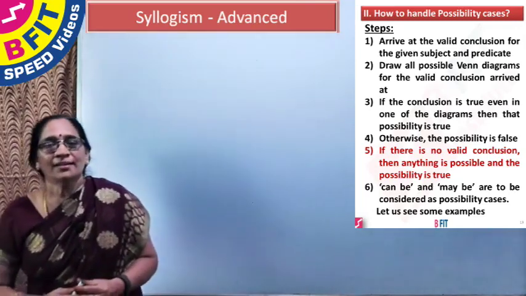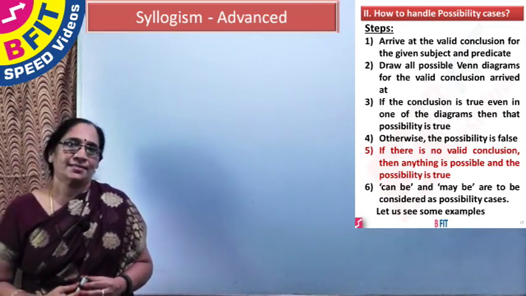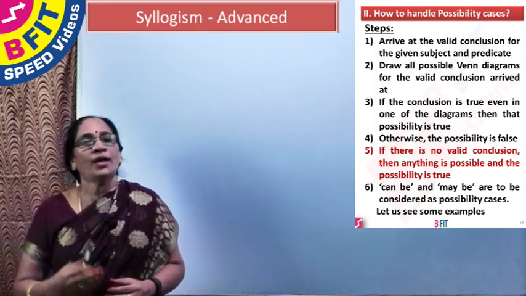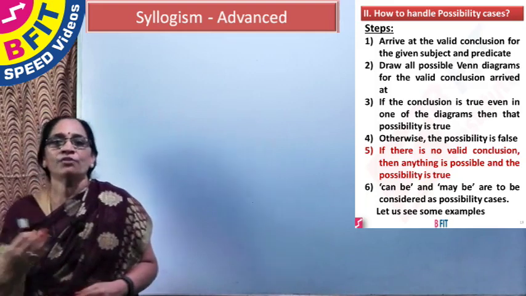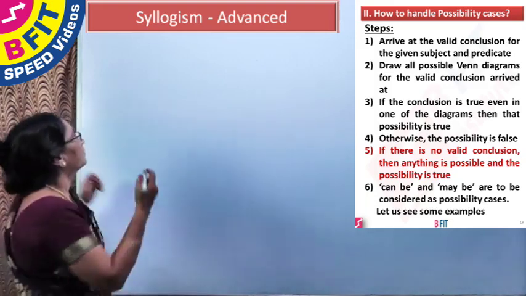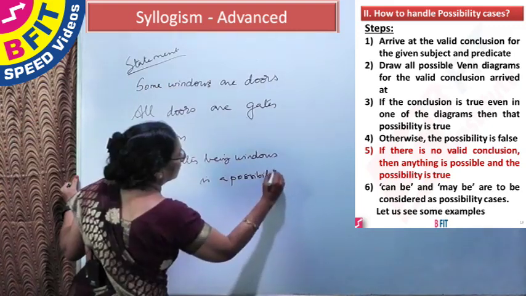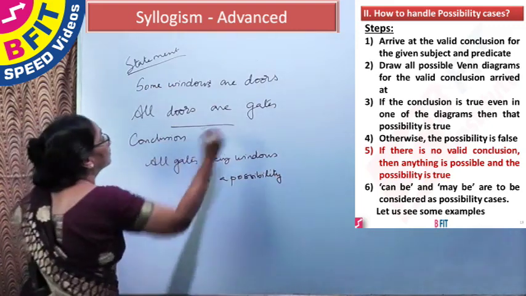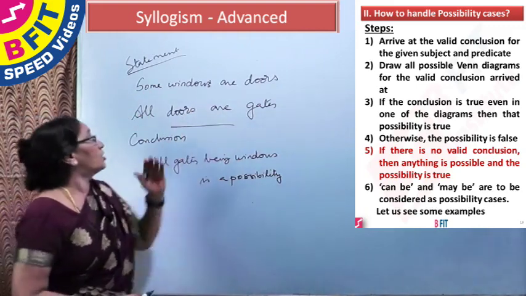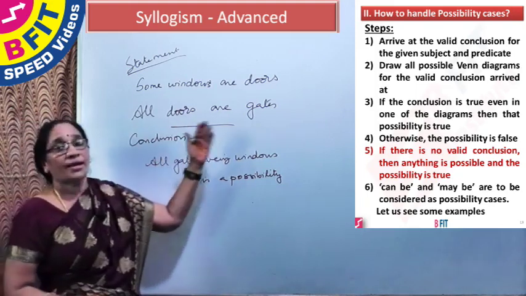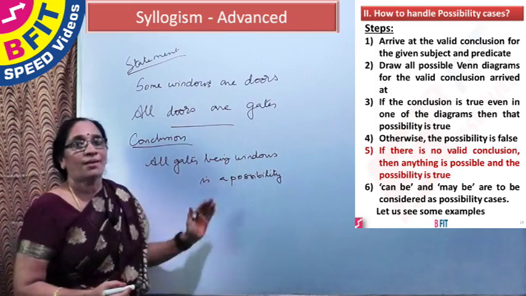Nowadays, we see that syllogism questions are coming with a lot of possibility cases. Let us see how to handle this possibility case in a step-by-step manner, and let me give you a small example for that. Let us consider these two statements: some windows are doors and all doors are gates. The conclusion is all gates being windows is a possibility.